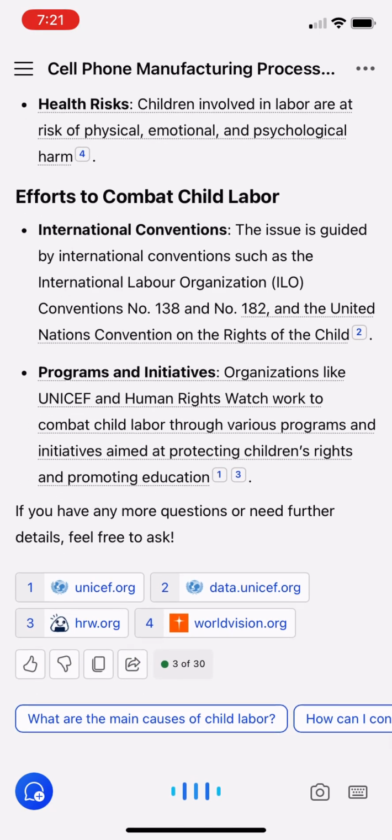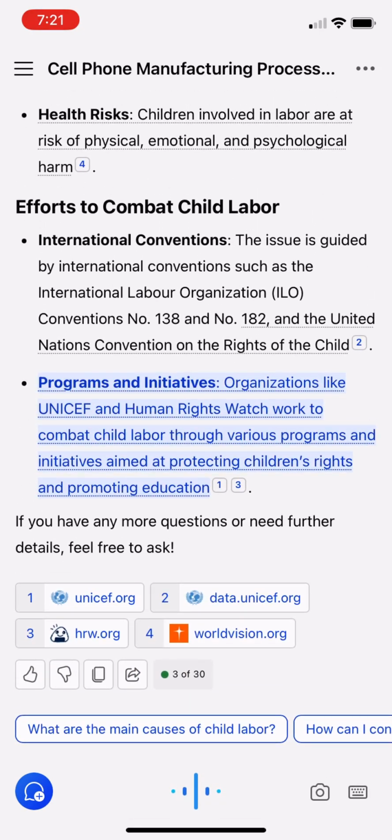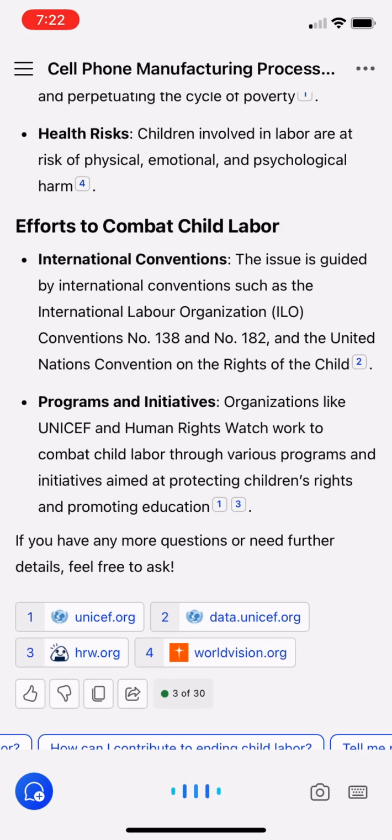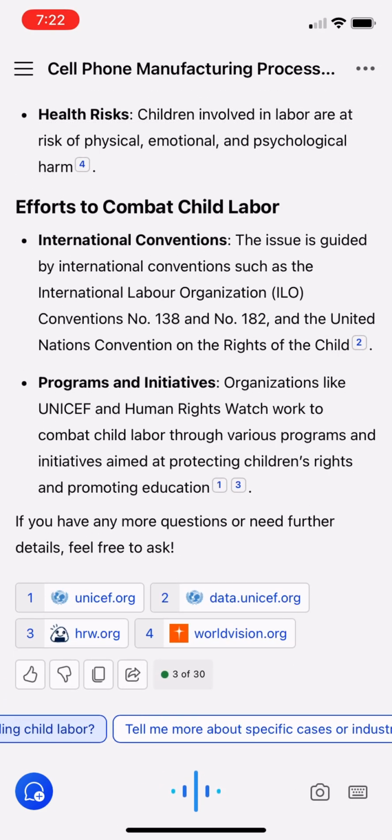Efforts to combat child labor. International conventions. The issue is guided by international conventions such as the International Labour Organization (ILO) Conventions No. 138 and No. 182, and the United Nations Convention on the Rights of the Child. Programs and initiatives. Organizations like UNICEF and Human Rights Watch work to combat child labor through various programs and initiatives aimed at protecting children's rights and promoting education.